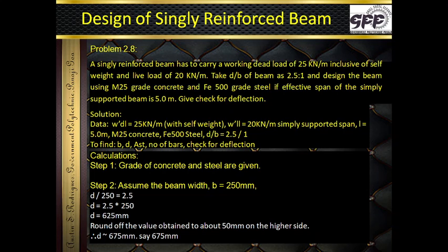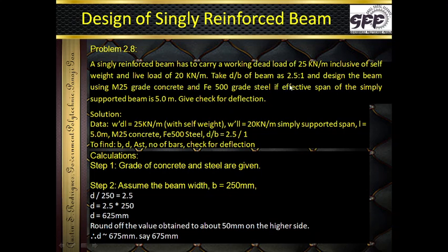So let us start with the calculations. Step 1, grade of concrete and steel. We need to assume this if it is not given. Now in this case we are happy it has been given, both the parameters M25 concrete and Fe500 steel. Now step 2, since the width of the beam is not given, let us assume the width of the beam to be 250 mm.